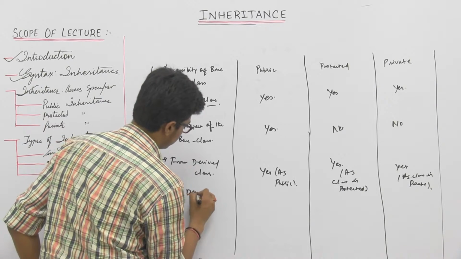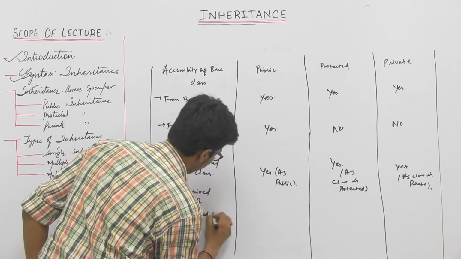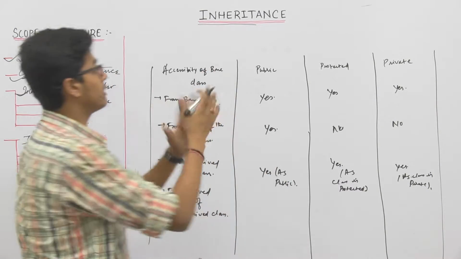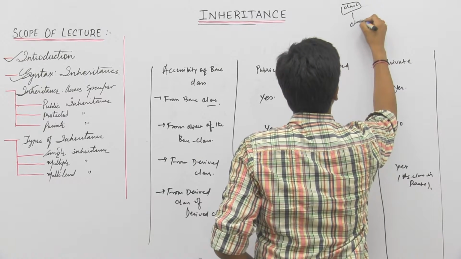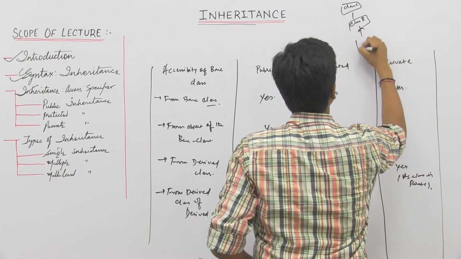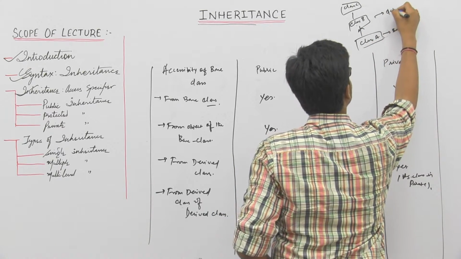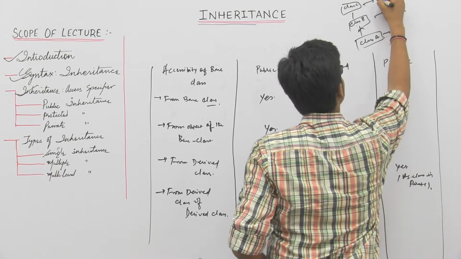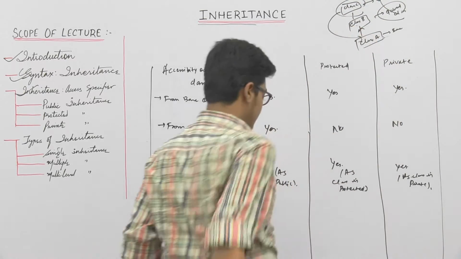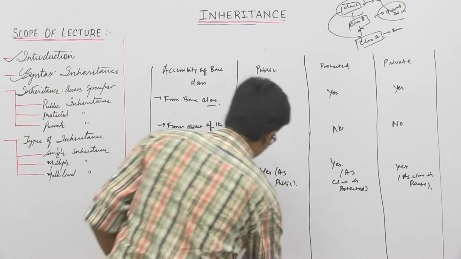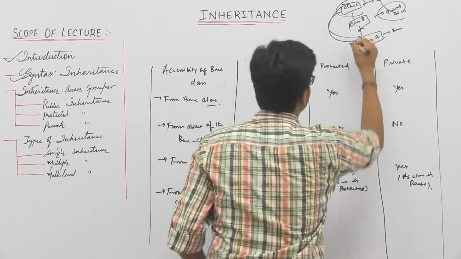Now the derived class of a derived class. Suppose here is class C, class B, and this is the base class, class A. This is the base class, this is a derived class, and this is another derived class. So the derived class of a derived class can be accessed through this base class. If public, then yes, you can access it through the base class.